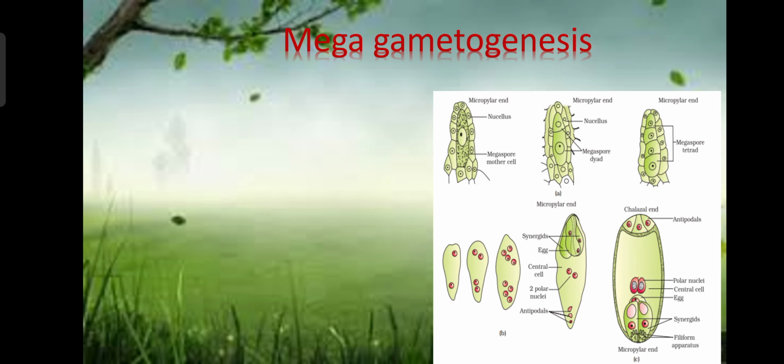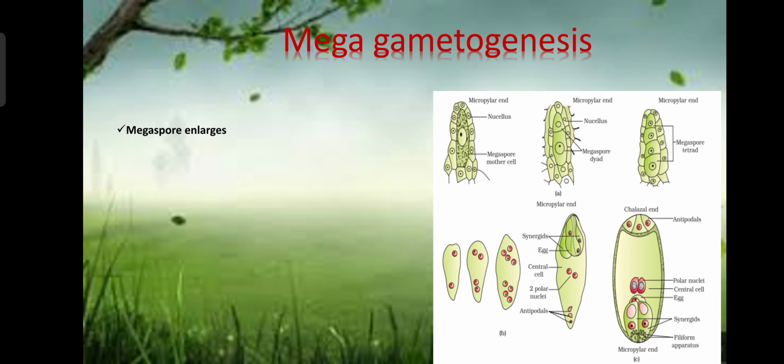Out of 4 megaspores, 3 degenerate, and the remaining 1 megaspore becomes active and functional. This active megaspore enlarges. Then the nucleus of the megaspore undergoes mitotic division, 3 mitotic divisions. Here only the division of the nucleus is seen. As a result, there is formation of 8 nuclei. This 8-nucleate cell is referred to as the embryo sac.